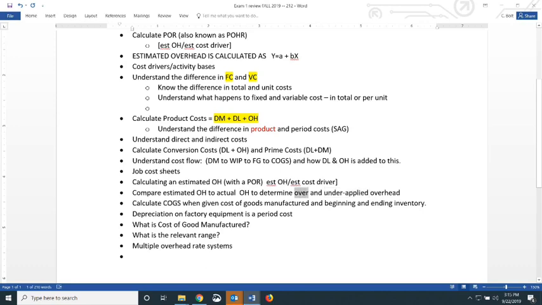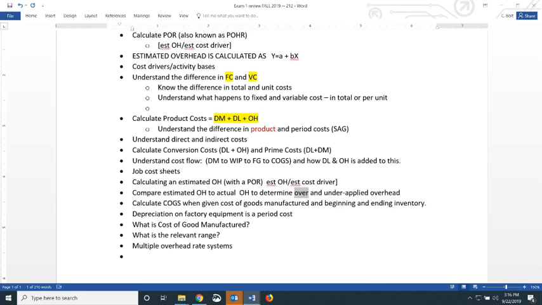For over-applied overhead, that typically makes us happy. We overestimated what we thought we were going to spend, and so we made more money than we thought. But sometimes in the sales world, you lose customers because you estimated that your job was going to cost too much.